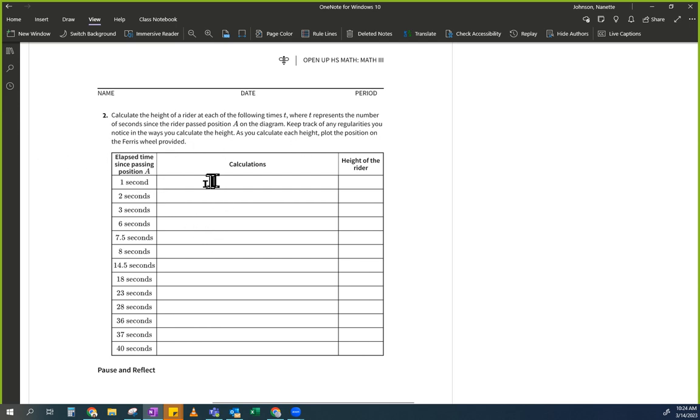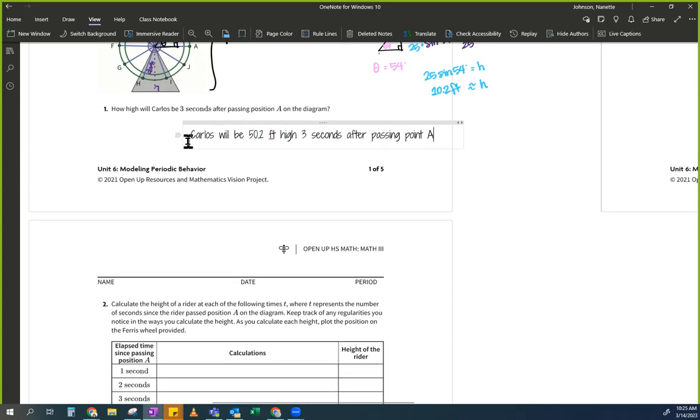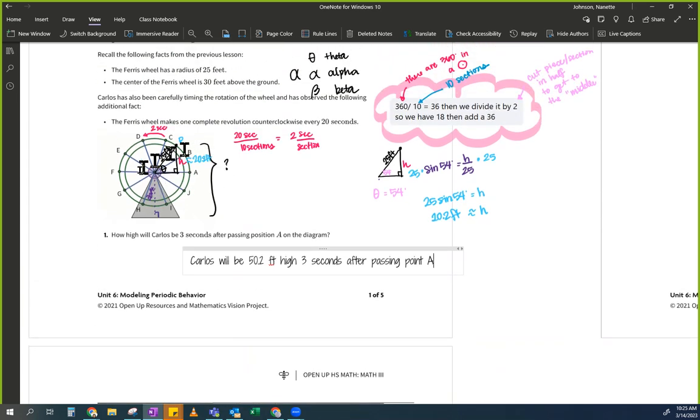So I'm going to do probably one more of these with you, actually maybe 2 more. I'll do 1 more of these with you, and then I'll pause and let you guys work on this, and then I'll have you do another one. So figuring out 1 second, look at your picture, right? Go back to this picture. Where's 1 second going to be?